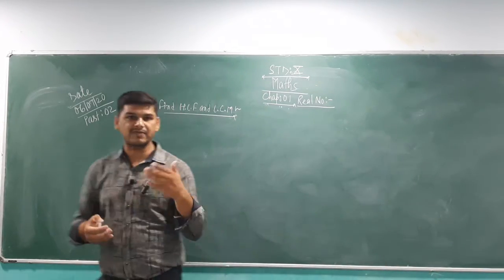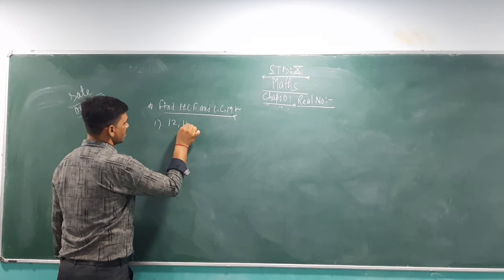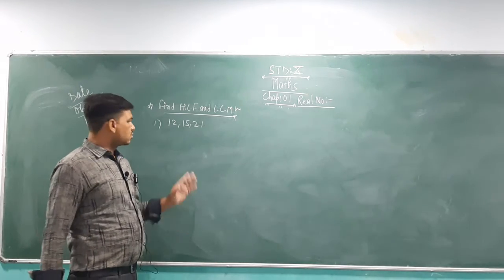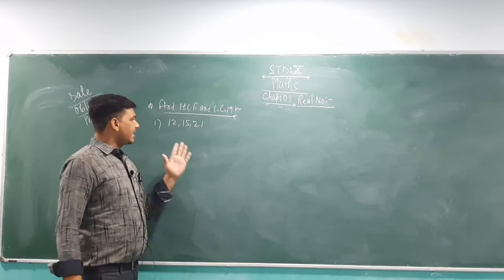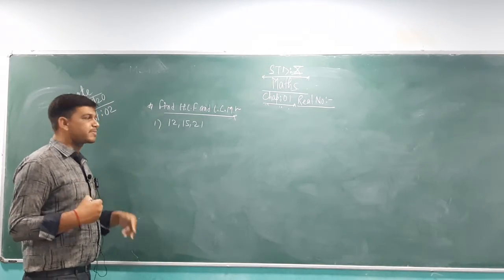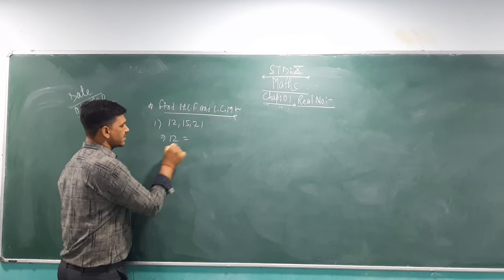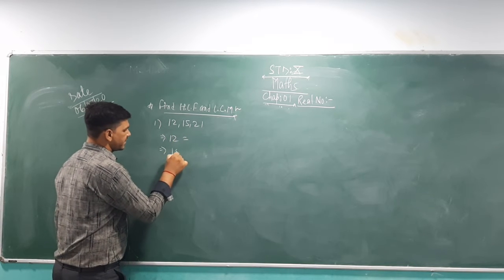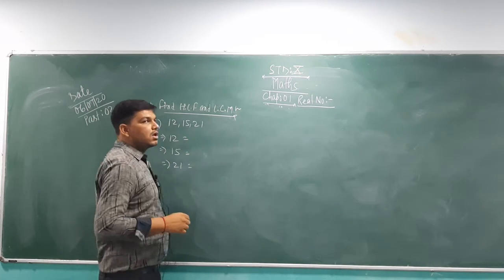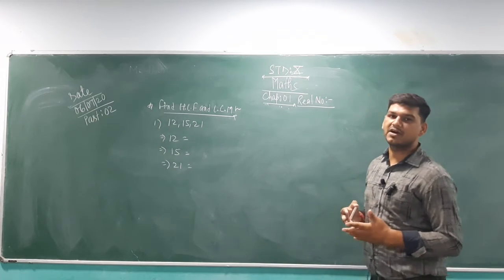To use the prime factorization method for the HCF and LCM, we take an example of three numbers: 12, 15 and 21. I have to find out the HCF and LCM. The first priority is to find the prime factors of 12, of 15, and of 21.